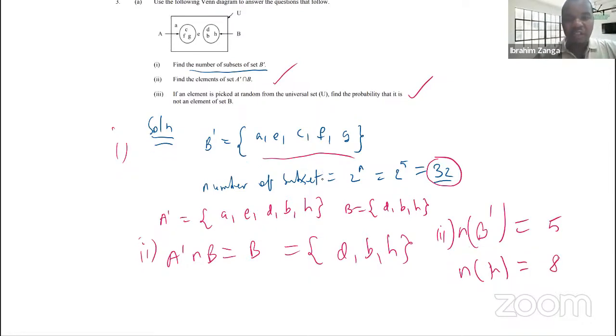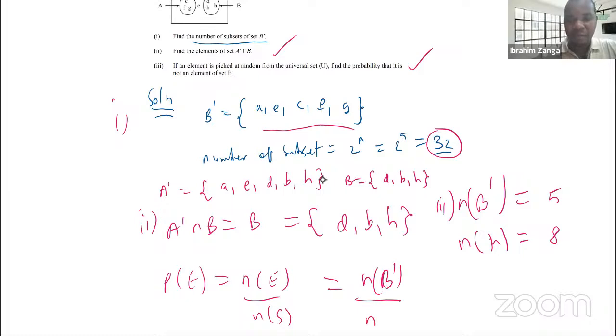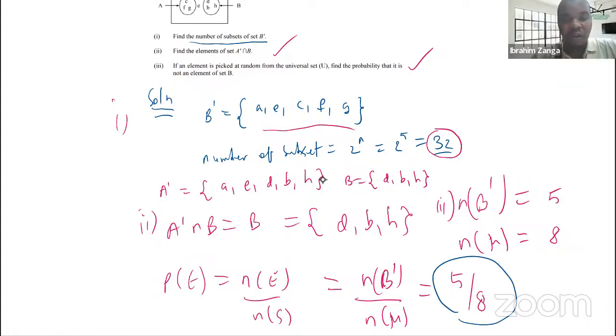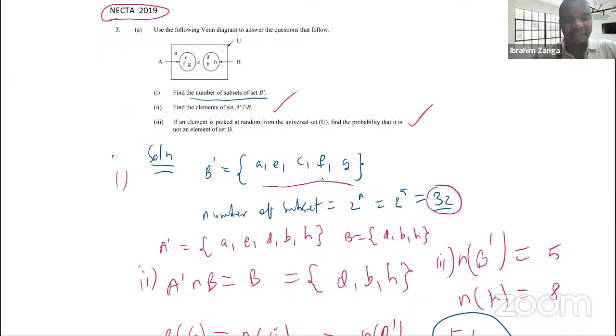It means now the probability of picking a value from B complement, probability of event is number of event divided by number of sample space. Number of event here is number of B complement, divided by number of sample space, which is number of universal set. And here you have 5/8, dear students. So our probability of picking a value which is not an element of set B is 5/8. So that is question number 3A.